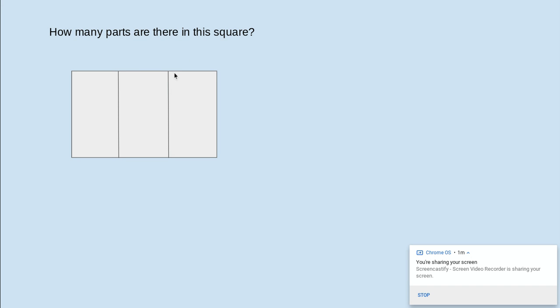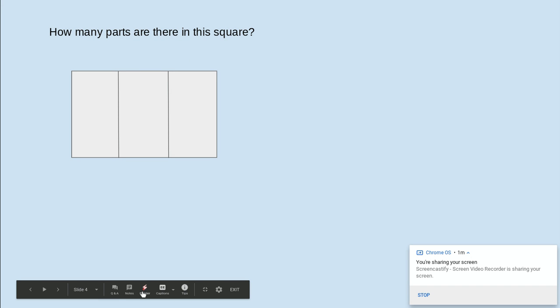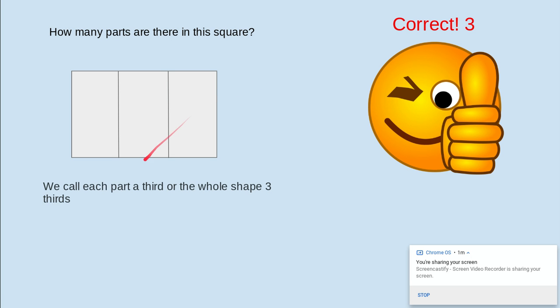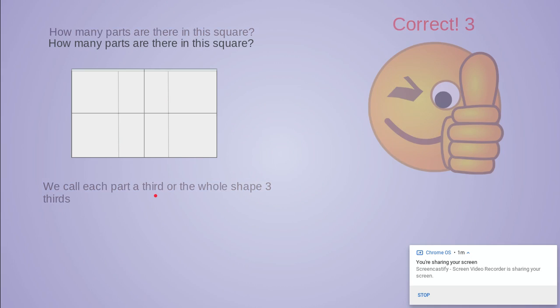How many parts are there in this square? Okay, we know that when we look at this square, there's 3 different parts. We call each part a third, or the whole shape is 3/3. 1, 2, 3. 3 parts. Each part is a third.